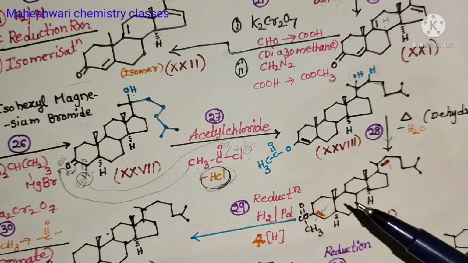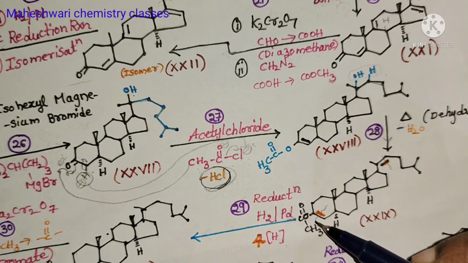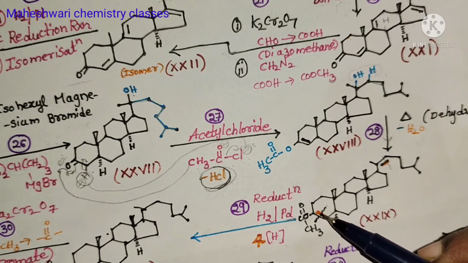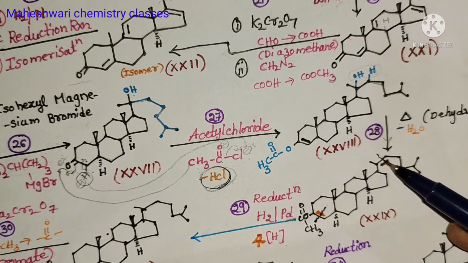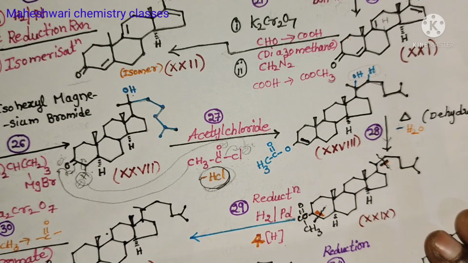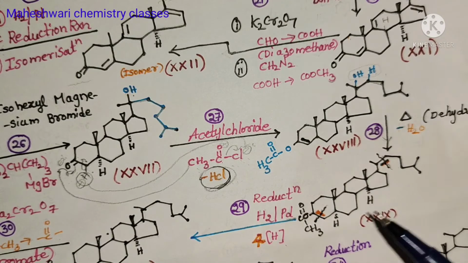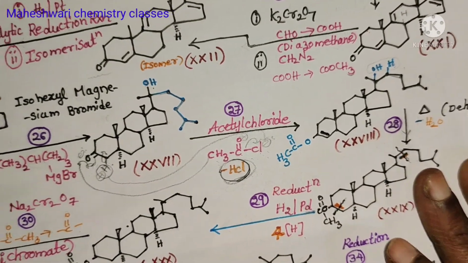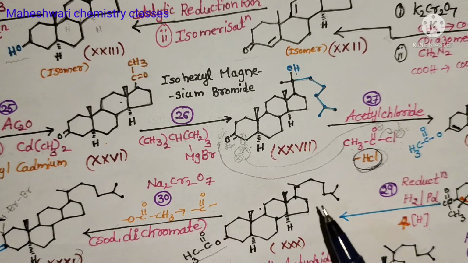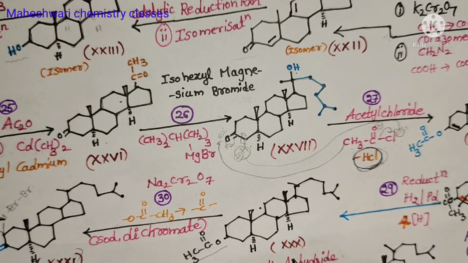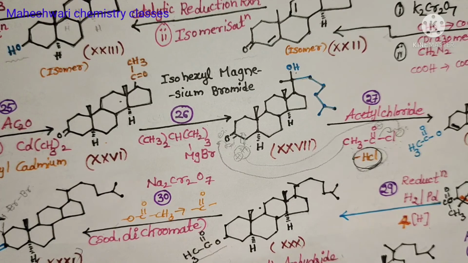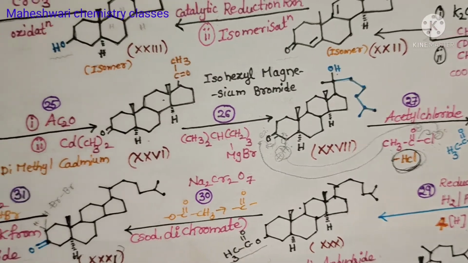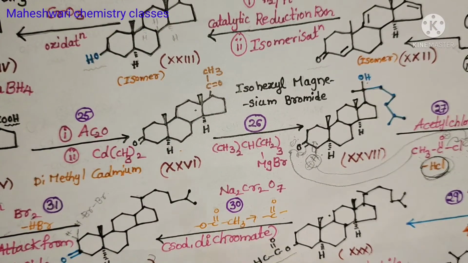Here 4 hydrogens are added. At that time the carbon containing this pi bond, so this pi bond and this pi bond both are involved in reduction. For the reduction of two pi bonds, 4 hydrogen atoms are utilized, these 2 pi bonds are eliminated, and this single bond containing 30th compound is formed. This 30th compound again reacts with sodium dichromate.